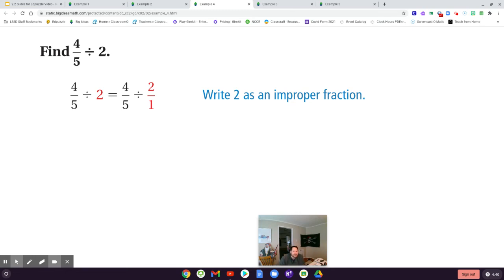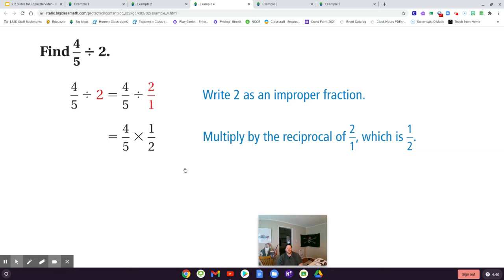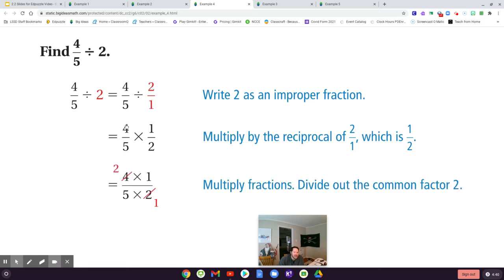What do you get? All right, so you keep the 4/5, you change the division to a times, and you flip over the 2/1 to become a half. Then you multiply. You can cross cancel that 4 and the 2, leaving you with a 2 on top and a 1 on the bottom. And your final answer ends up being 2/5. Or you could have multiplied 4/10 and then simplified the 4/10 to 2/5.